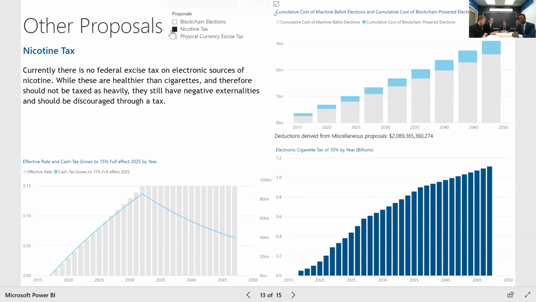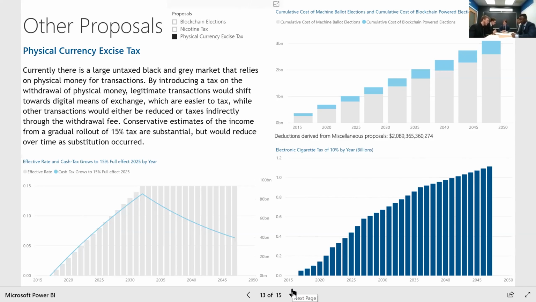Currently, electronic nicotine delivery devices are untaxed federally. Though healthier than cigarettes, they still have negative health outcomes associated, and a tax on them could discourage unhealthy activity and generate revenue. Finally, there are many negative externalities for cash usage relating to tax evasion and other crime. By imposing an excise tax on this, you reduce these externalities by discouraging usage and making these activities generally less appealing. Additionally, a large amount of revenue is generated, mainly from indirect taxation of the gray market. $1.6 trillion is projected to be generated over the next 30 years from this policy.